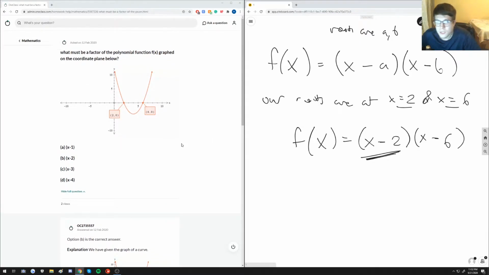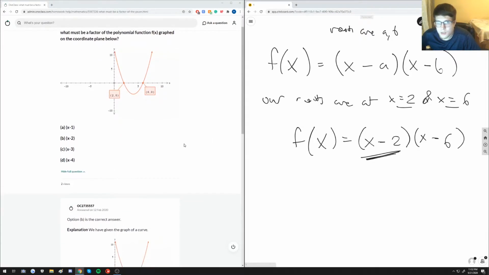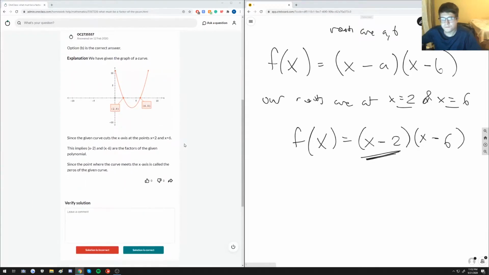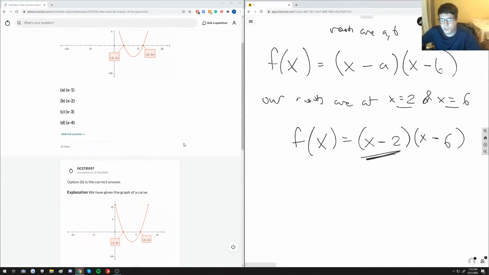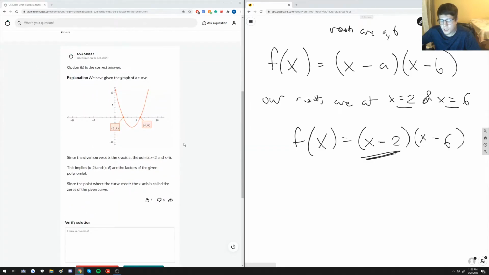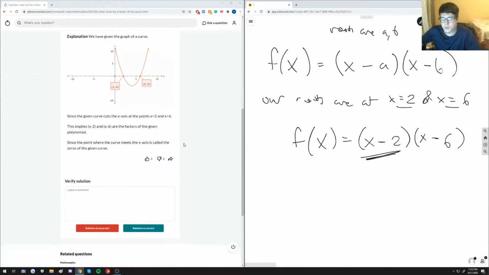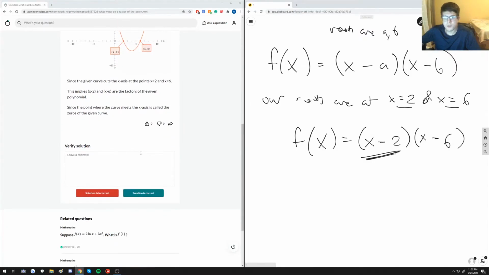And as we can see in this work right here, option B is the correct answer. That is option B. And x equals 2 means these are the factors, since the points where the curve crosses the x-axis are called the zeros of the given curve. Yep. So the solution is correct. And great job.